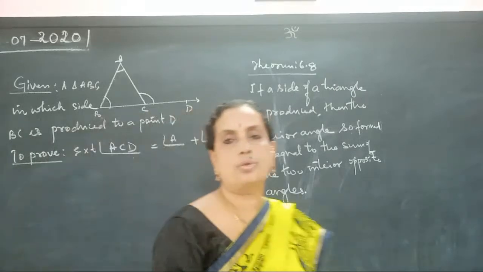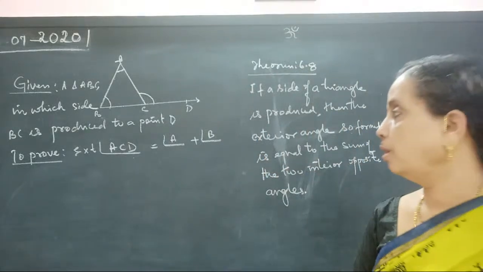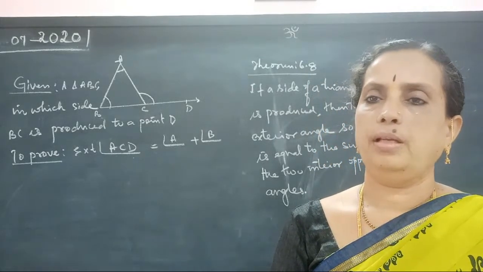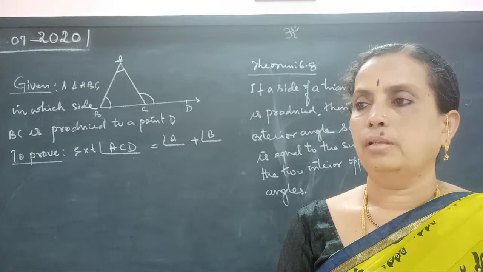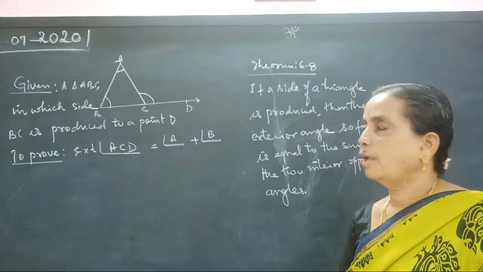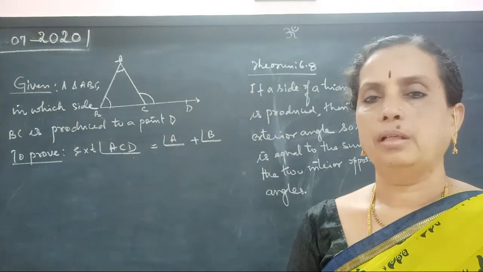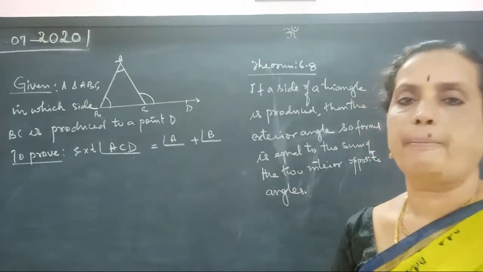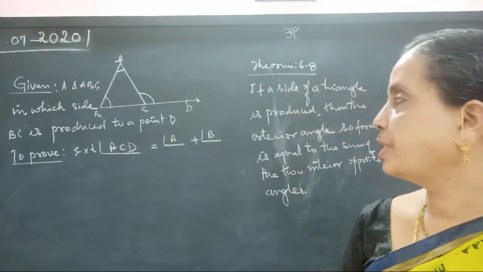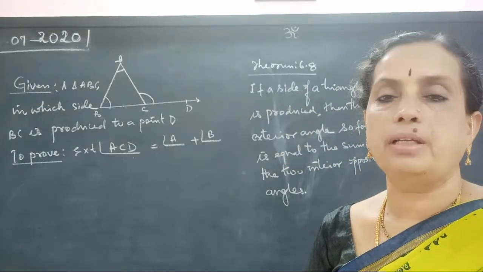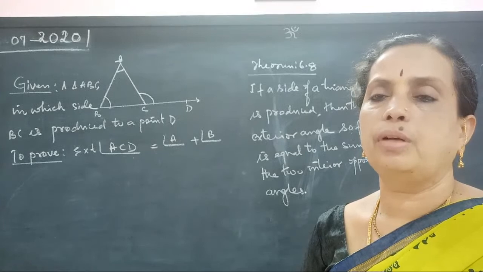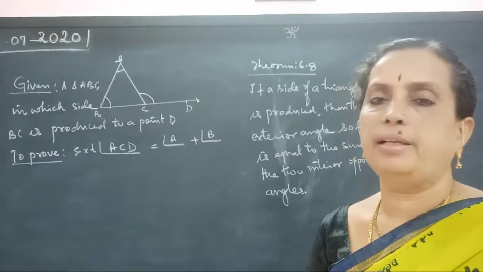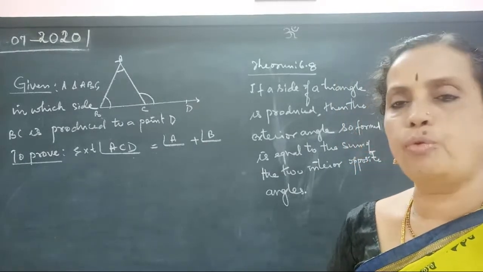In this theorem, there is no construction. What is given, what you have to prove. The next part is its proof. Okay? What is given? Given a triangle ABC in which side BC is produced to a point D. To prove exterior angle ACD equals sum of the other two angles. The other two angles here, angle A and angle B. We'll write the proof now.